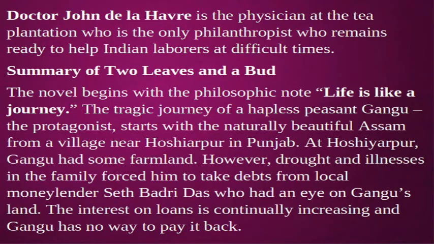Summary of Two Leaves and a Bud. The novel begins with the philosophical note, "Life is like a journey." The tragic journey of a hapless peasant Gangu, the protagonist, starts with the naturally beautiful Assam from a village near Hoshiyarpur in Punjab. At Hoshiyarpur, Gangu had some farmland. However, drought and illnesses in the family forced him to take debts from local moneylender Seth Badri, who had an eye on Gangu's land. The interest on loans is continually increasing and Gangu has no way to pay it back.